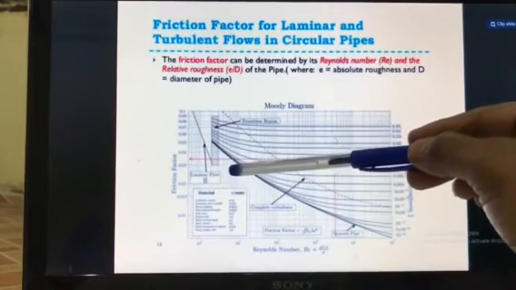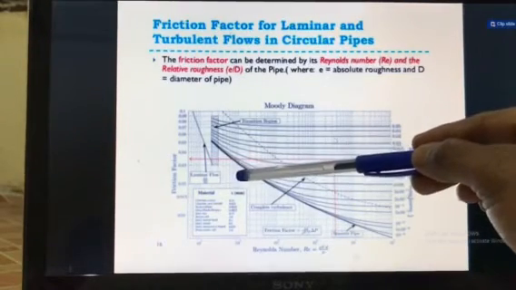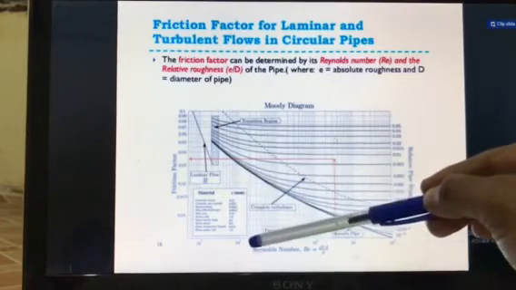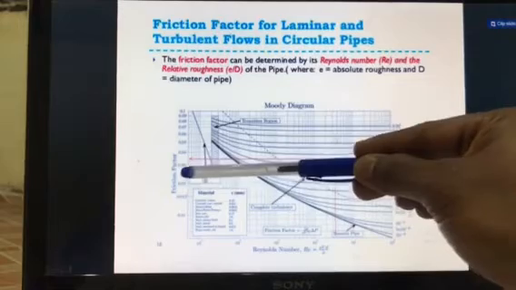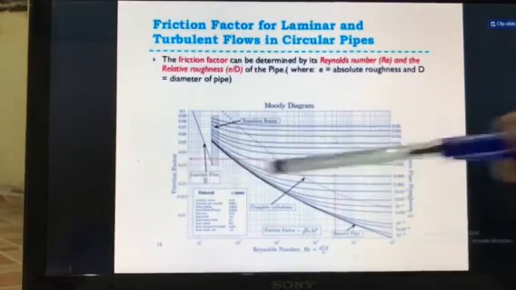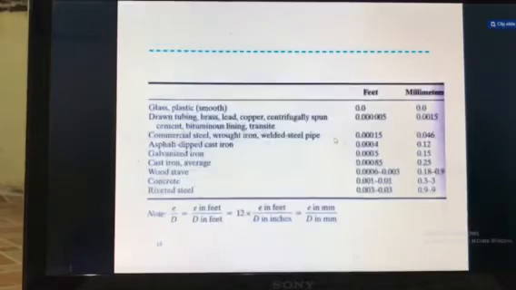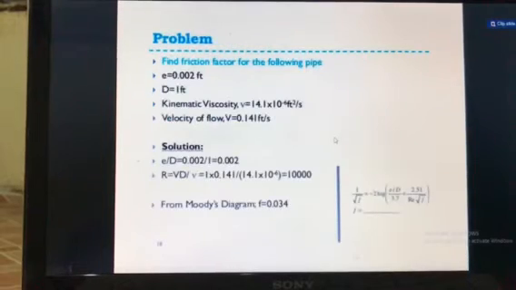We will get one point, and from this point if we draw a horizontal line parallel to the x-axis, this line will cross the vertical axis, and the point we get is nothing but the friction factor. So from this Moody's diagram you will get the friction factor as 0.034.